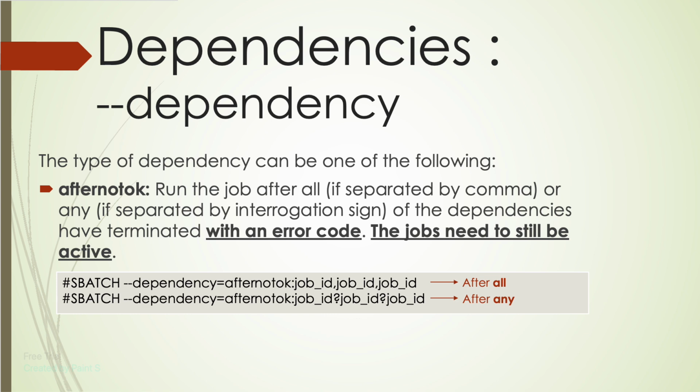Afternotok tells the scheduler to run the job after all (if separated by comma) or any (if separated by question mark) of the dependencies have terminated with an error code. The dependency jobs also need to still be active at the time of submission.